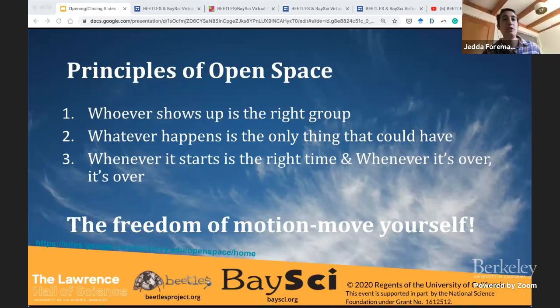First, whoever shows up is the right group. This is a reminder to just be present, to not be worried that there aren't enough people or there are too many people in a group. And if it's just you, take some time to think and reflect and write in your journal. Second, whatever happens is the only thing that could have. Be prepared to be surprised in a positive way. The conversations and discussions might not go exactly as you planned or thought they might, but trust the group to find its way and to take the conversation in meaningful directions.